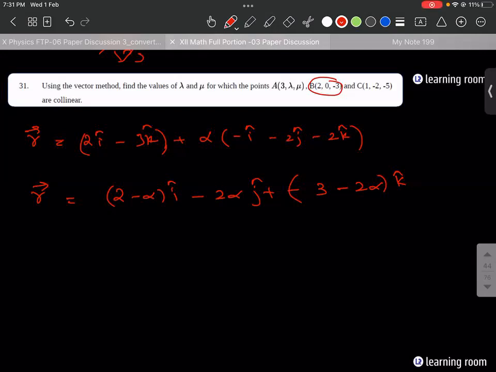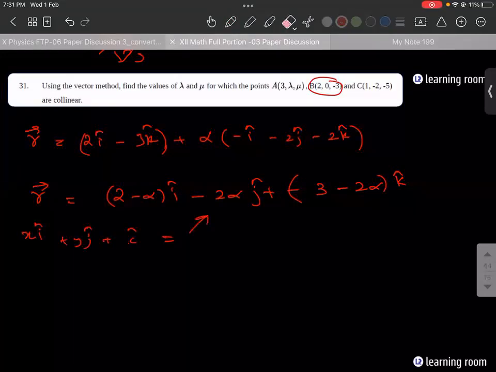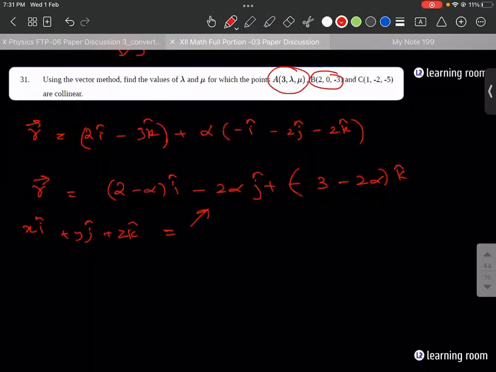I did nothing. I just took the terms common. That's it. Correct? I got for k cap as minus 3 plus... Yes, sir, got it. So this is xi cap plus yj cap plus zk cap is equal to this value. So in the place of xyz, what can I substitute? 3, lambda, mu. Substitute. Yes, sir.